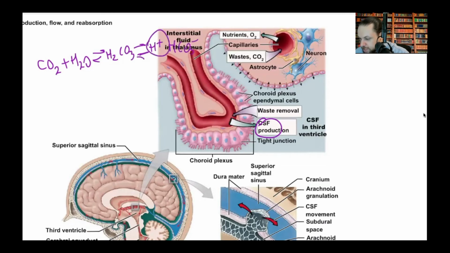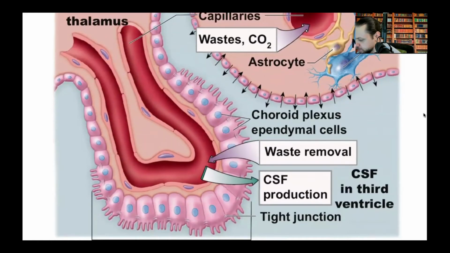And this hydrogen ion, the pH essentially that's in the CSF solution, will trigger your respiratory centers to increase or decrease their rate of breathing in relation to the pH of the blood, the pH of the CSF, I should say. This is the CSF production and the control of these tight junctions in the brain for breathing regulation with the pH changes.